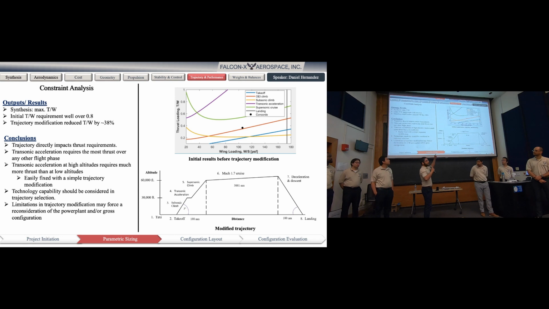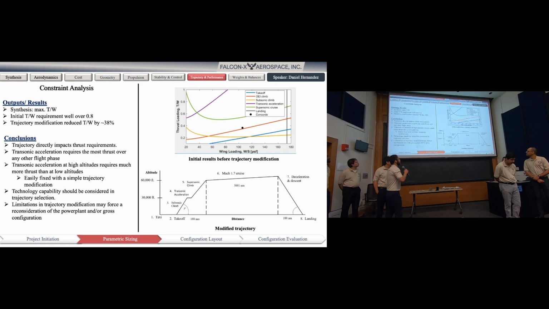So the transonic acceleration phase was initially assumed to be at 60,000 feet right before cruise. That purple line up there shows us that the thrust we would need is very high. So we bumped it down to 30,000 feet, and after verifying that we did have enough thrust for that phase, this is our new trajectory with a new supersonic climb setting.